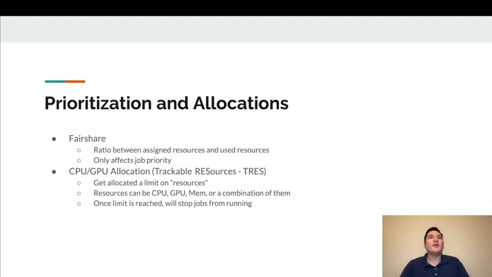Finally, I want to talk a little bit about fair share and allocations, prioritization and allocations. Almost all job schedulers have some way to prioritize jobs. Some of it is based on when a job was submitted, but two key things for making resource usage fair are fair share and trackable resources.